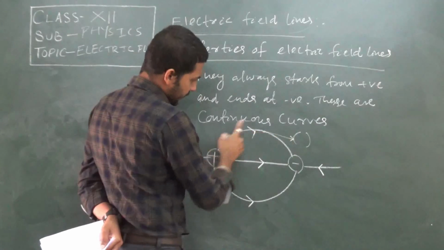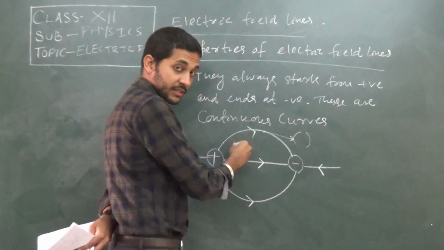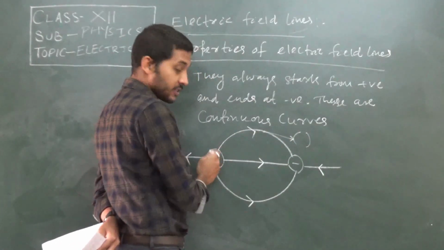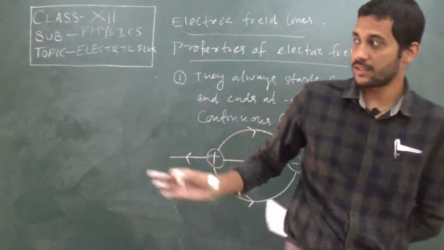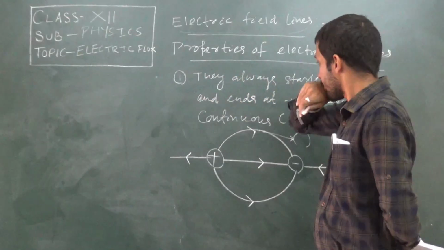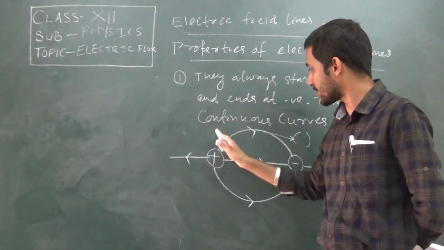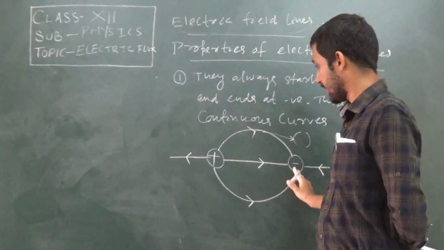They are completely continuous curves. There is no discontinuity, there is no breaking. From the positive the lines of force will start, and they will end at the negative one. So this is the first case: when you take any lines of force, it always starts from positive and ends at negative.